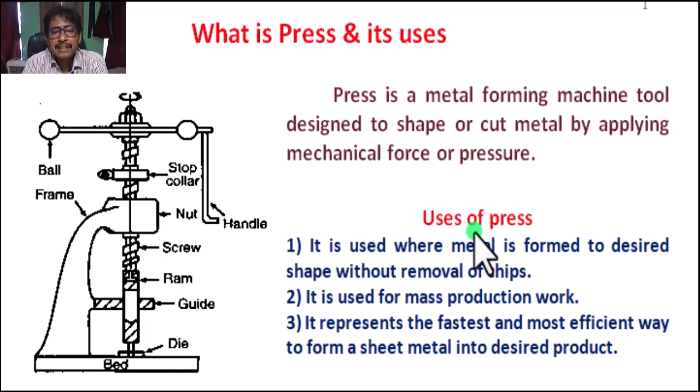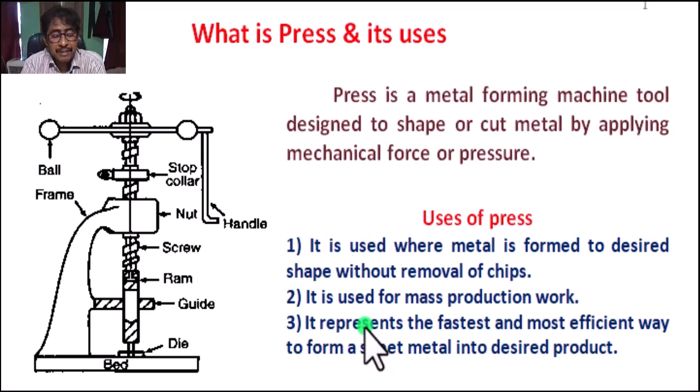Now, uses of the press machine. Number one, it is used where metal is formed to the desired shape without removal of chips. Number two, it is used for mass production work. Number three, it represents the fastest and most efficient way to form a sheet metal into the desired product. The work is very fast and most efficient.